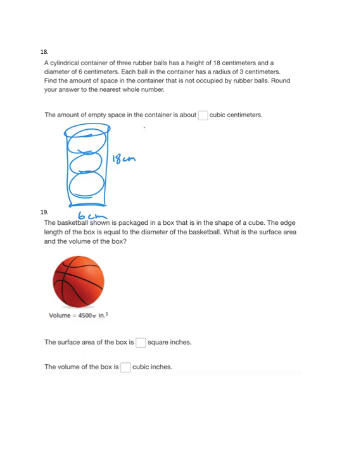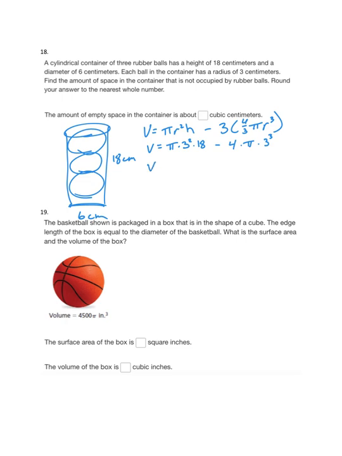So we're going to take the volume of the cylinder, which is pi r squared h, and we're going to subtract 3 spheres. So that's 3 times 4/3 pi r cubed. So let's fill in what we know. The radius of both the cylinder and the spheres is 3, so that's 3 squared times the height, which is 18, minus 3 times 4/3, which is just 4, so that's 4 times pi times 3 cubed.